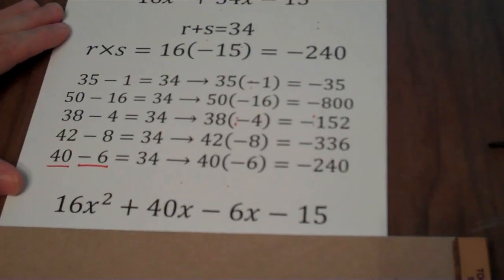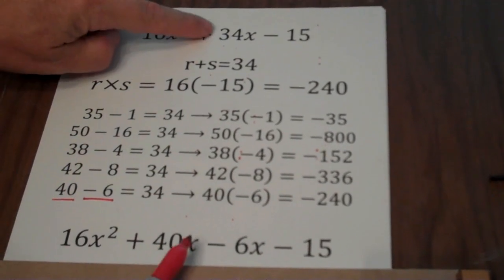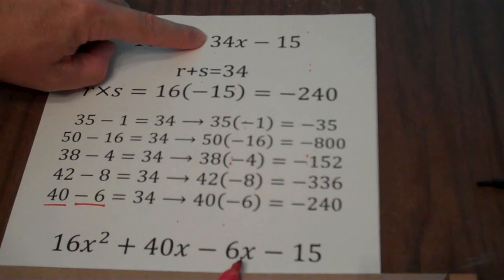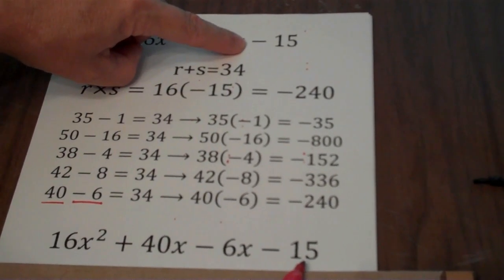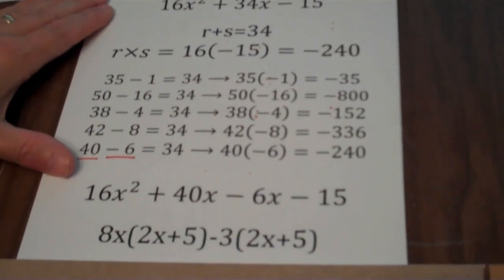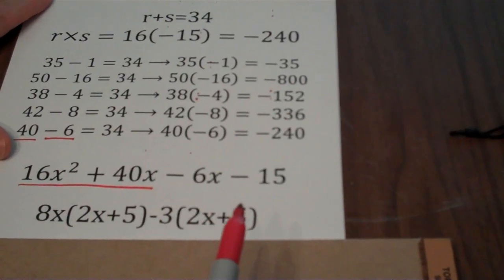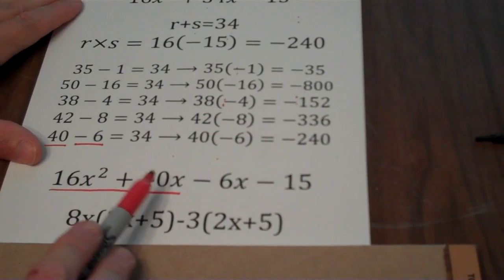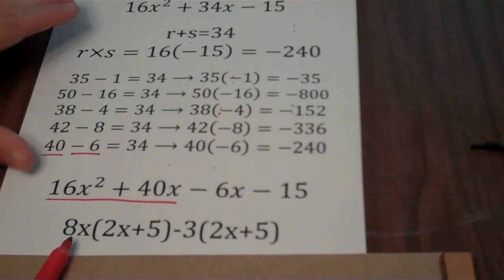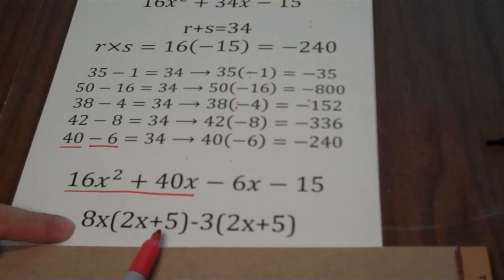Let's split that middle term up now. I'll keep the 16x squared, but I'll split the 34x into 40x minus 6x. And then, of course, I'll keep the last term intact, negative 15. Now, let's group. Let's split them and look at just these first two terms. What term is common to both of them? Both 16 and 40 are divisible by 8, and both terms have an x. So I'm going to remove 8x from that binomial, which will leave me with 2x plus 5.